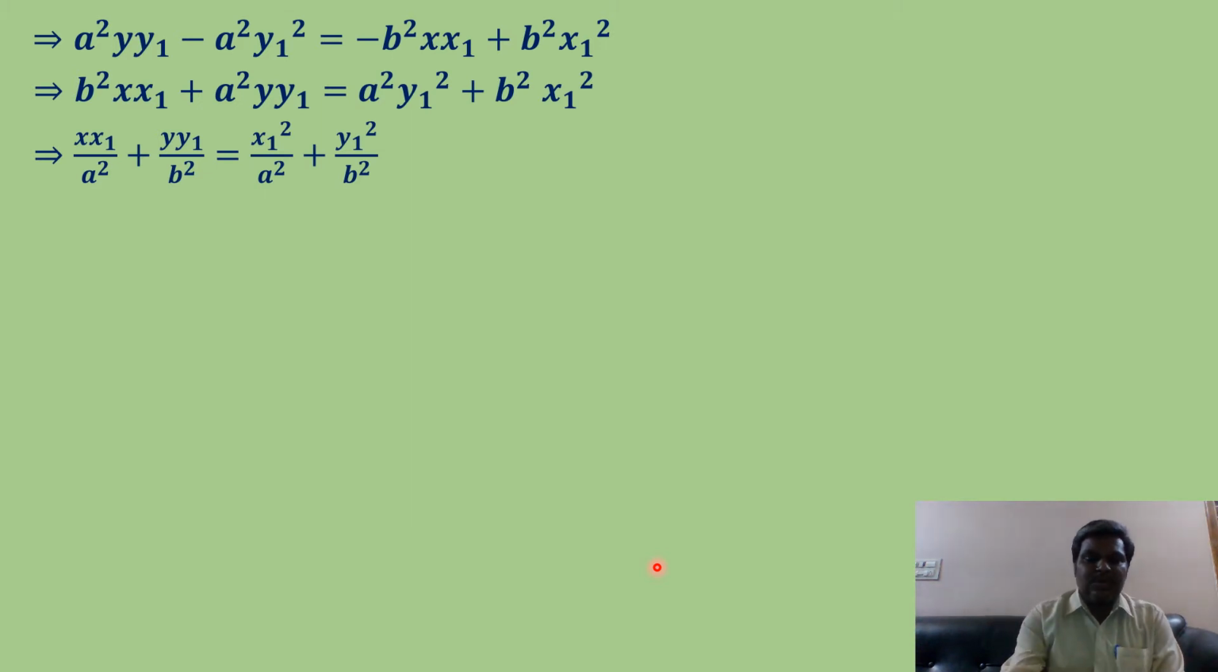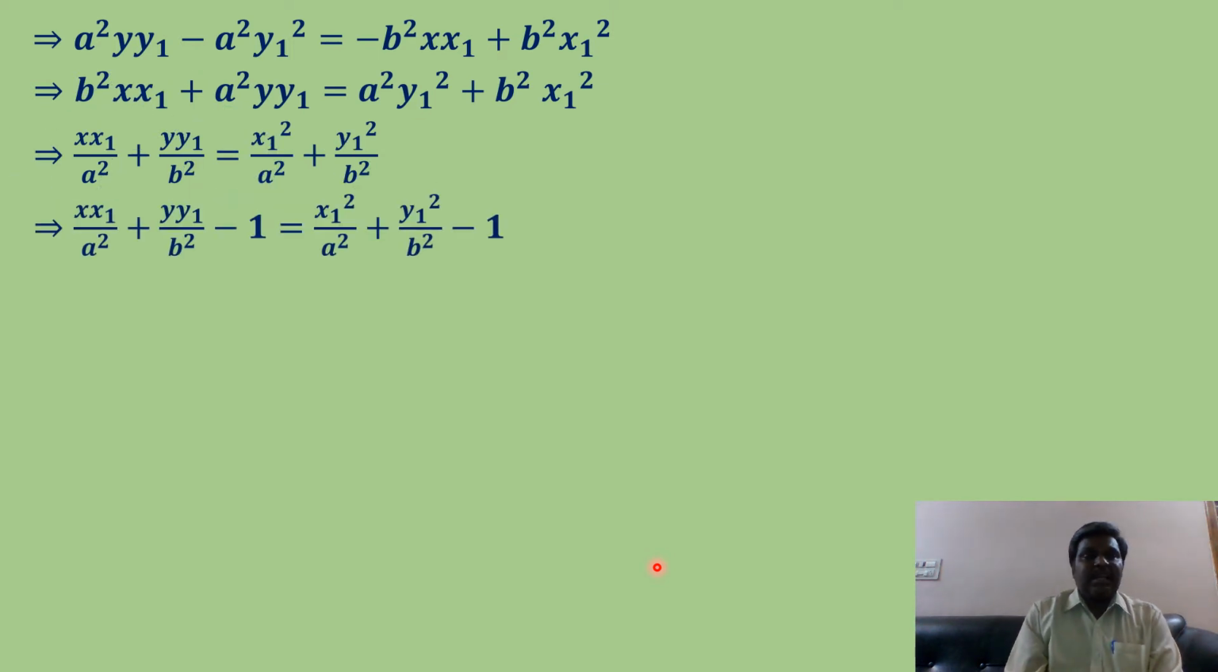Now subtract 1 from LHS and RHS, we get xx1 by a square plus yy1 by b square minus 1 equal to x1 square by a square plus y1 square by b square minus 1. Now what is the left hand side value? This is the notation of S1. What is the right hand side value? This is the notation of S11. So S1 is equal to S11. This is the equation of chord with midpoint x1 comma y1 to the ellipse S equals 0.